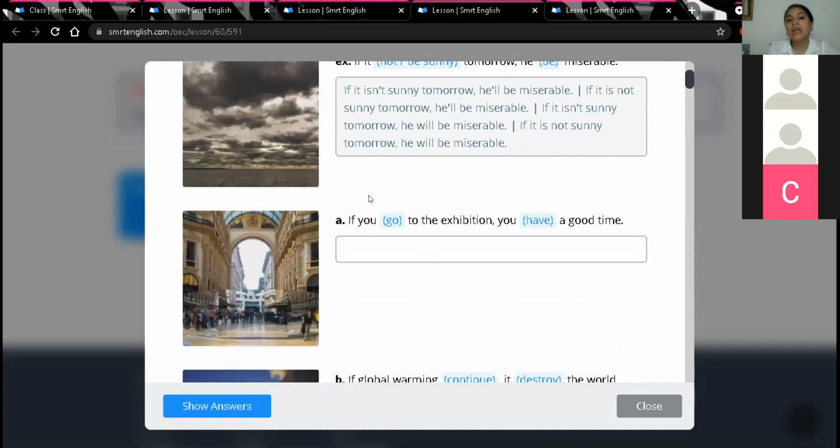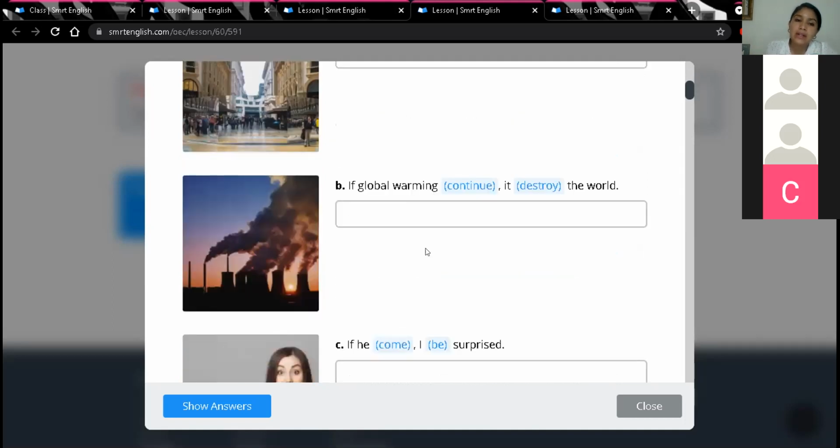It says, if you, and then I have go is the verb, and then to the exhibition, you have a good time. Okay. Tell me, guys, what is the answer to this sentence? If you go, okay. If you go to the exhibition, what? You will have a good time. You will have. Very good. We can contract it as saying you'll have a good time, which is exactly the same. If you go to the exhibition, you will have a good time. Very good. Okay, letter B.